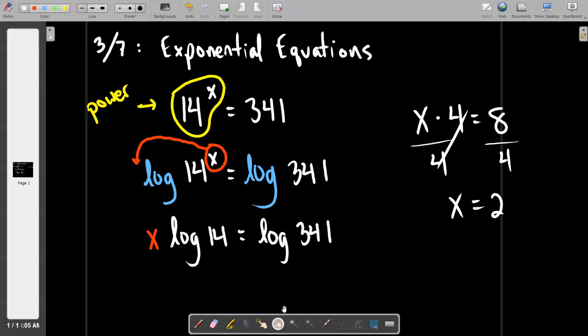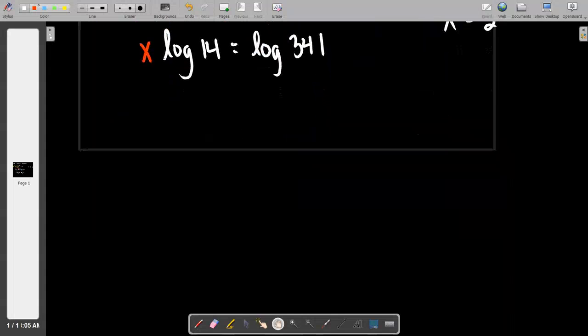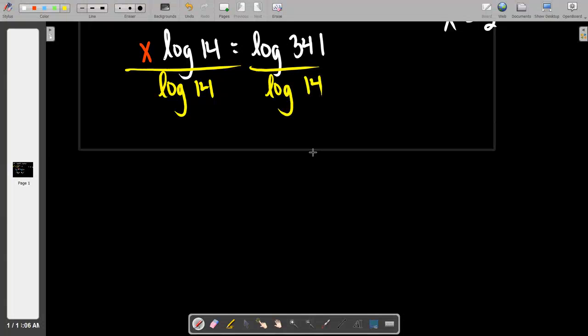So our answer, even though it's not done, is okay, let me get this straight. I have to divide this side by the log of 14, and I have to divide this side by the log of 14. The log of 14 is just a number. I don't know what it is. It's 1 point something, obviously. My calculator is going to bail me out and help me. I know that the logs on the left side are going to cancel out, and I'm going to be left with x equals this.